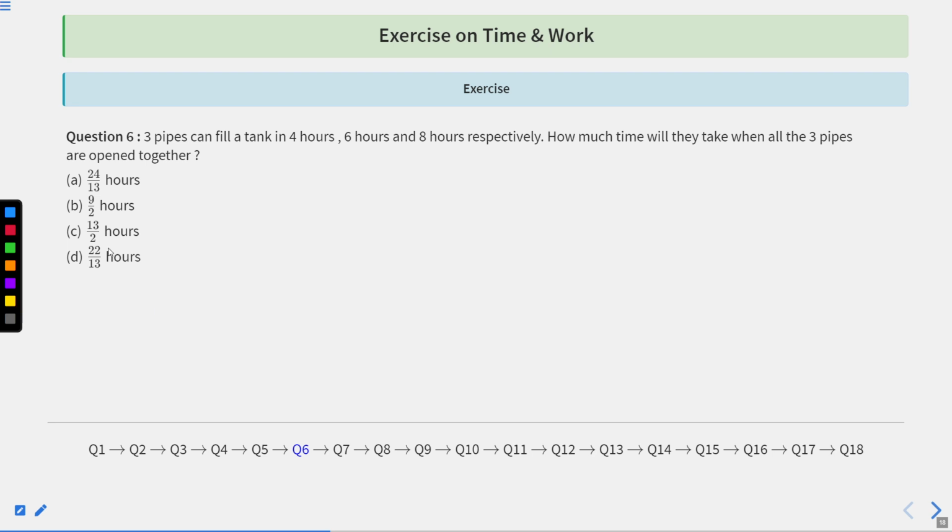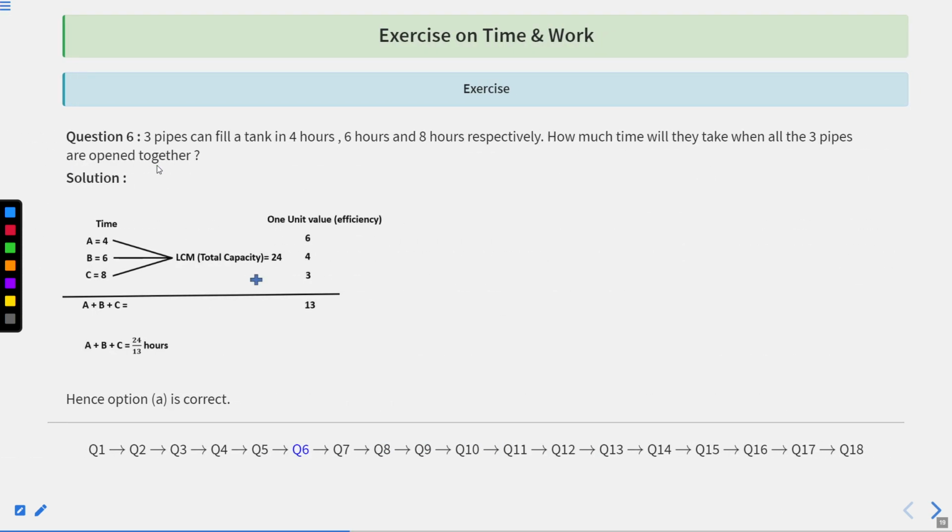Now, question number 6. 3 pipes can fill a tank in 4 hours, 6 hours, and 8 hours respectively. How much time will they take when all 3 pipes are opened together? So we have A equal to 4 hours, B equal to 6 hours, and C equal to 8 hours. So when you take the LCM of these three, you will get the total capacity of the tank that we are trying to fill. So its capacity is 24 units.